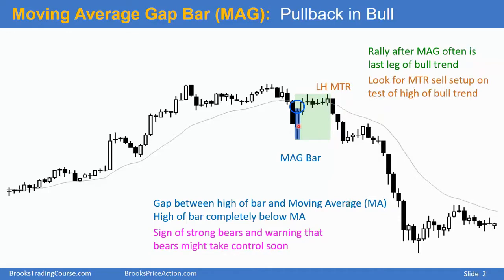Traders know it's still a bull trend. However, they know that whatever rally follows this probably will be followed by a major trend reversal attempt. Here it's a lower high. It could have been a higher high. But in any case, once you see a bar completely below the moving average, you know the bears are getting strong, and you're probably transitioning from a bull trend into either a trading range or a bear trend.